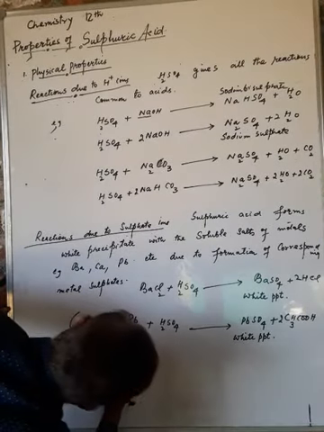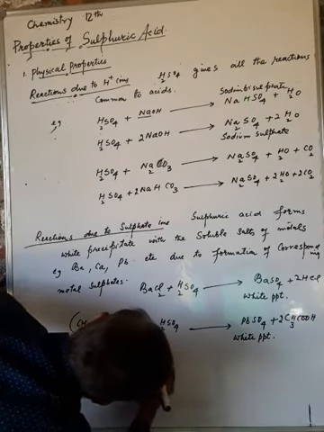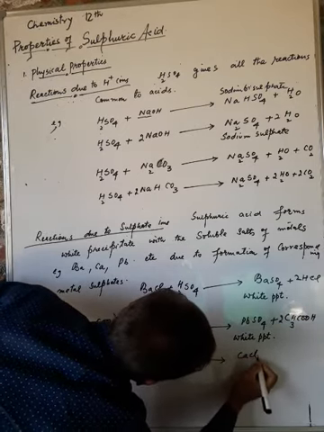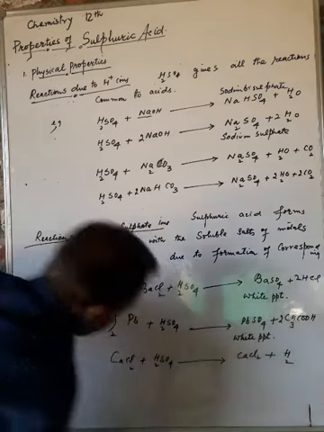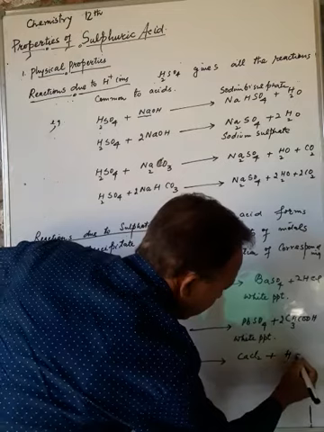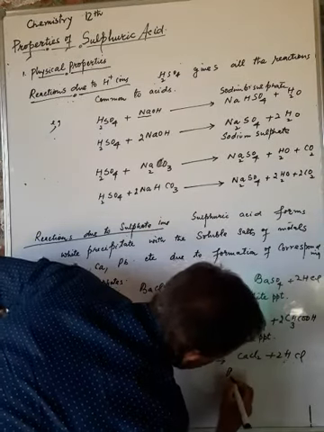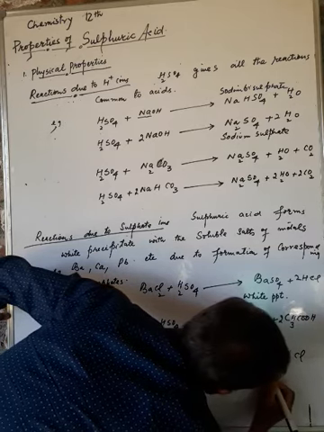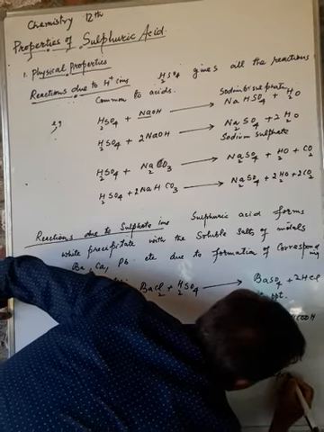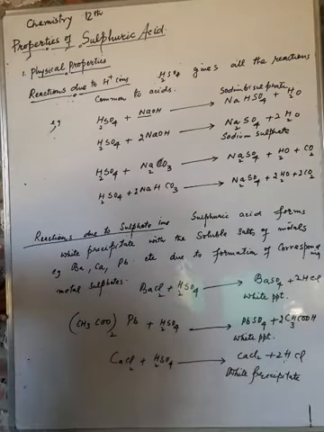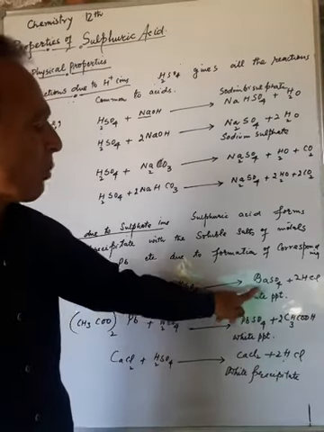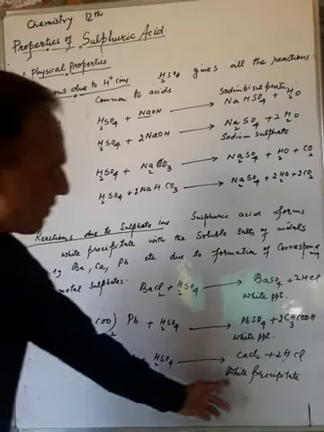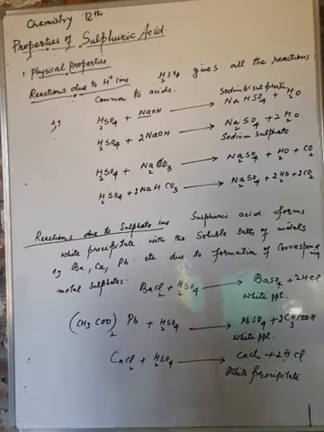Similarly, if we take calcium chloride and allow it to react with sulfuric acid, it forms CaSO4 plus HCl twice. So this is the white precipitate. Here it was the white precipitate of barium sulfate, the white precipitate due to the formation of lead sulfate, and here the white precipitate due to the formation of calcium sulfate.